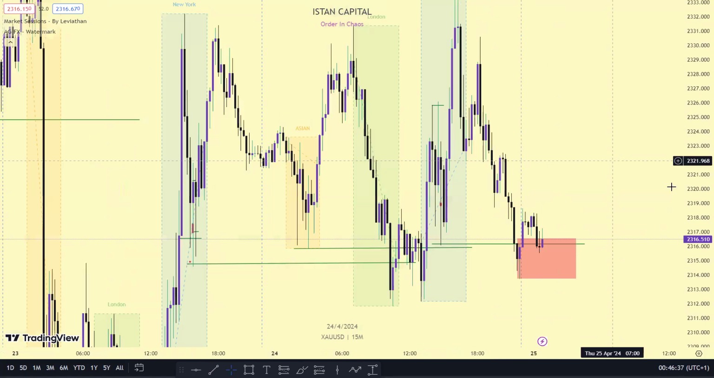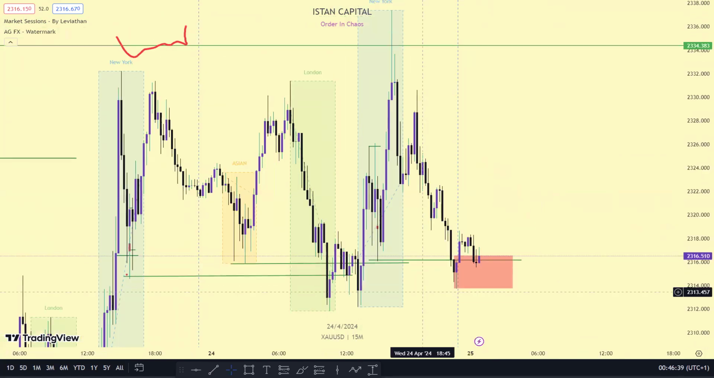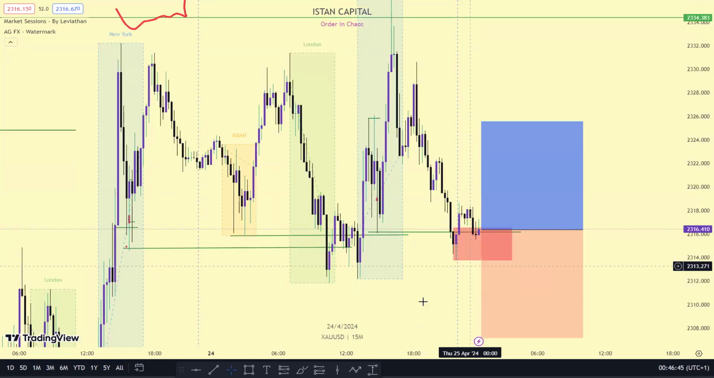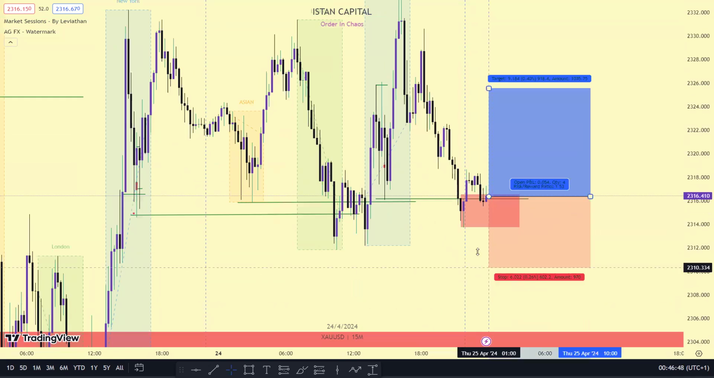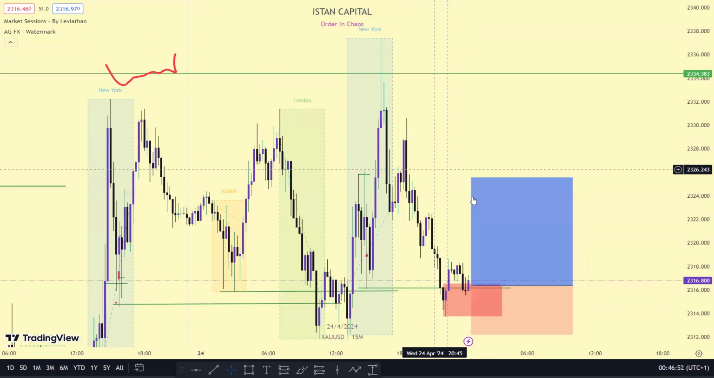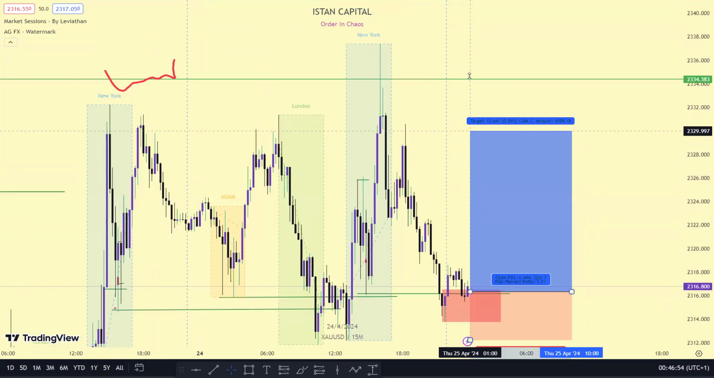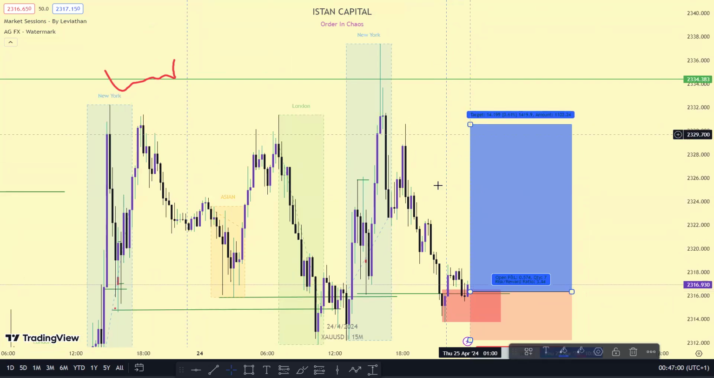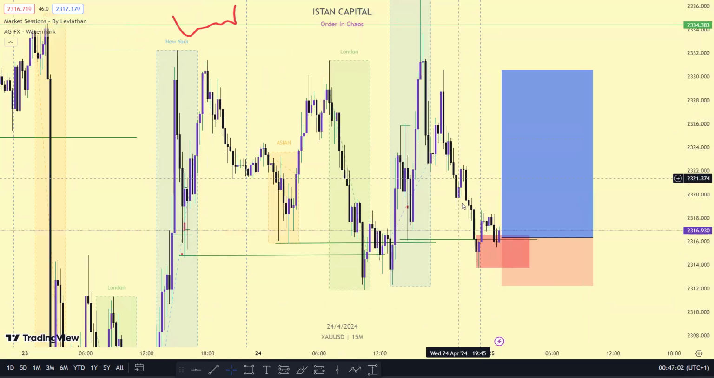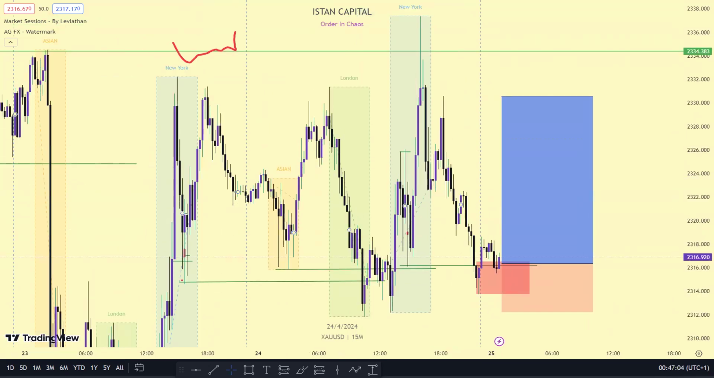I'm already in the trade right now. As I was explaining the trade, I was entering the market. My stop loss will be below here. It's around a 40 pip stop. So let's see what will happen. My take profit will be here. So this is my trade for gold.